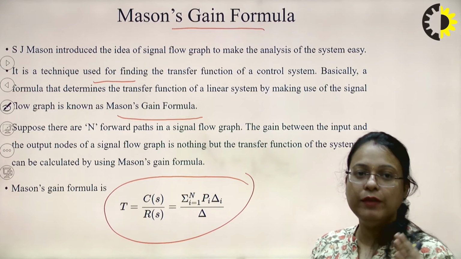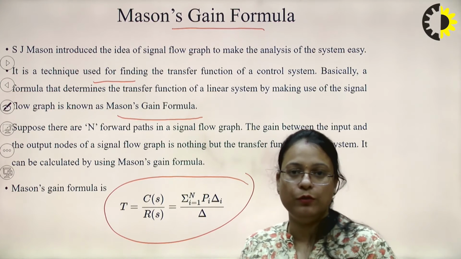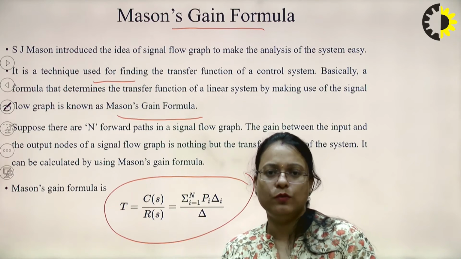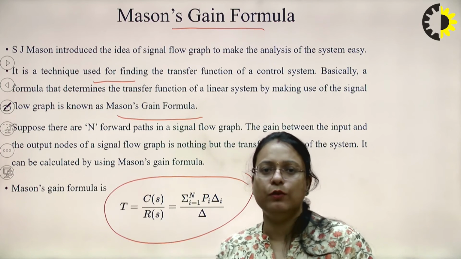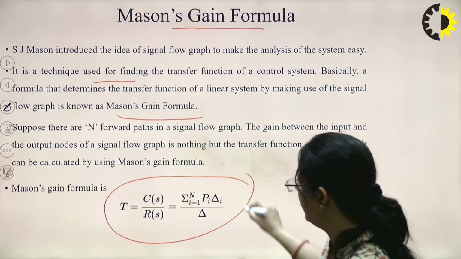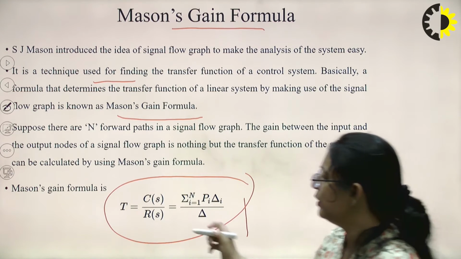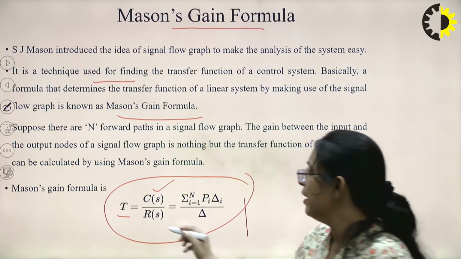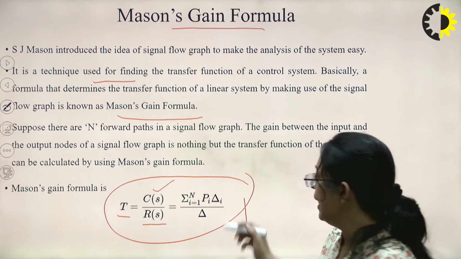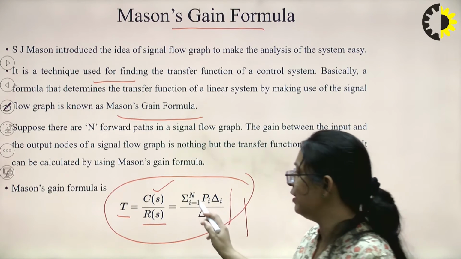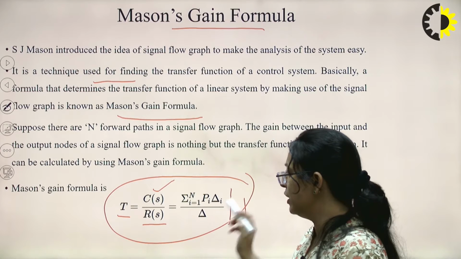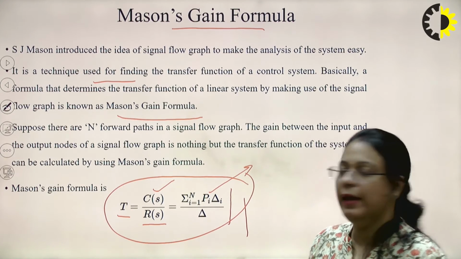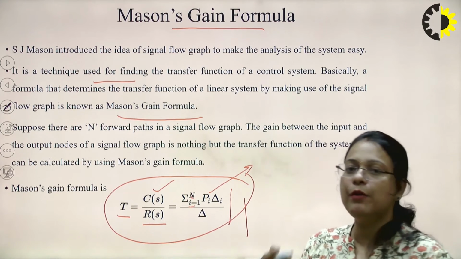Let us say we have n forward paths in any signal flow graph. The gain between the input and output nodes of the signal flow graph is nothing but the transfer function, that I have already shown you in the previous slide also. So we can calculate it by this formula. You can see here T is the transfer function, Cs is the output of that system, Rs is the applied input to that system, and this formula represents the summation for i equals 1 to n of Pi into delta i upon delta, where Pi is the forward path gain and i represents the number of forward paths.